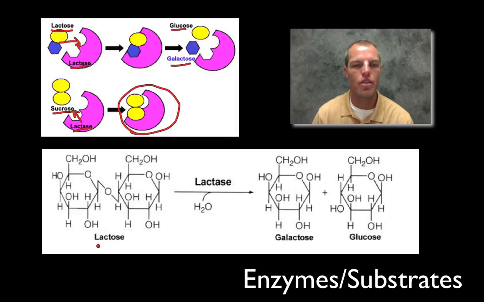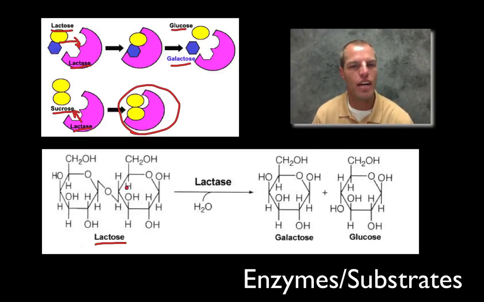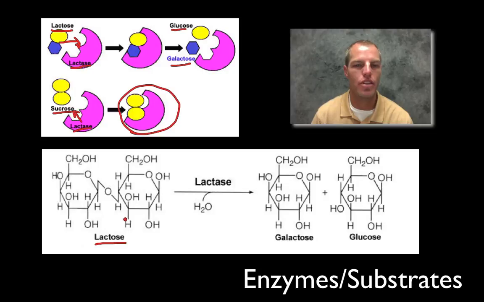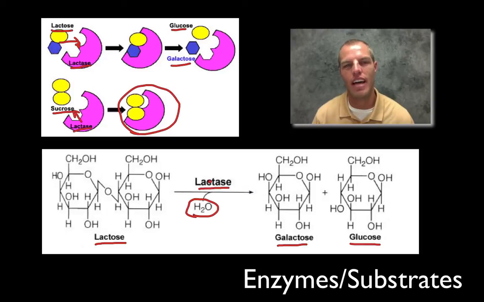And if you look down here at the bottom, here's a closer look at that same reaction. You have lactose, and you'll notice here it is a disaccharide. Di meaning 2, saccharide, sugar. So it is a carbohydrate. And then with the use of lactase and a little bit of water, we're going to break that down into galactose and glucose during this reaction. So lactase can only act upon lactose.